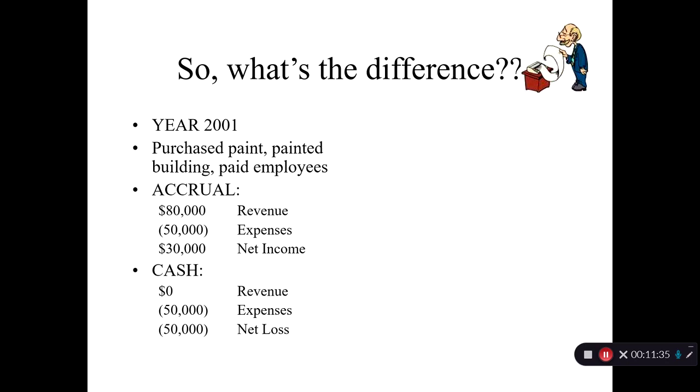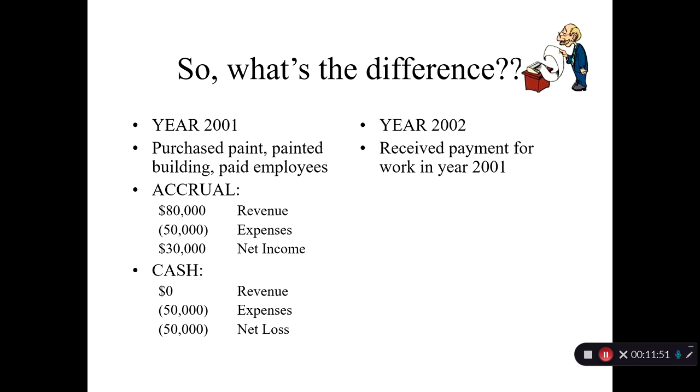Does it say we received money? No. But we incurred expenses. We paid employees $50,000. So if we were using the cash-based method this year, we would have shown a net loss rather than a $30,000 net income. And then you go to year 2002.